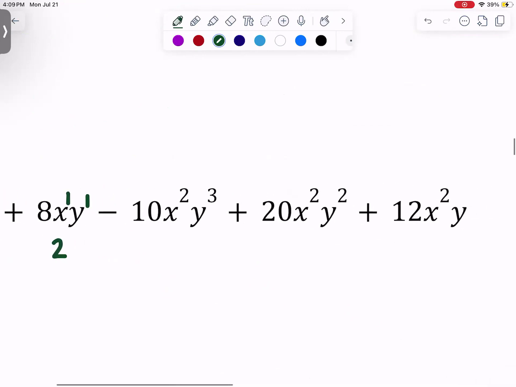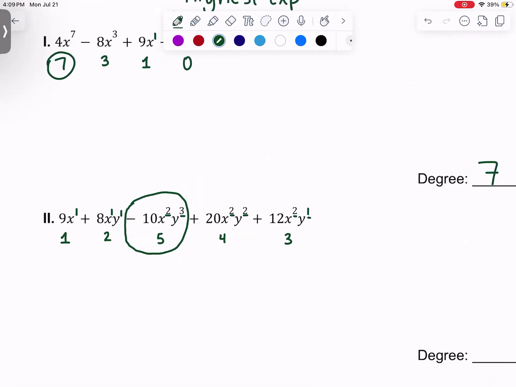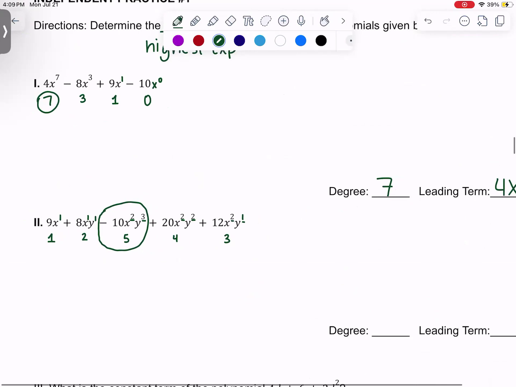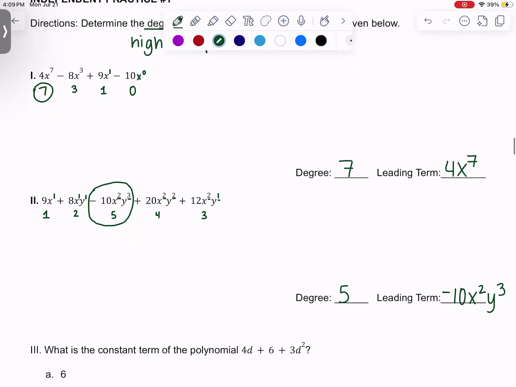The degree of the second term, -10x squared y cubed, 2 plus 3 would be 5. Then the next one, 4. And the last one, 2 plus 1 would be 3. The overall degree is 5, and it's part of this negative monomial. So the degree is 5, and the leading term is -10x squared y cubed, or y to the 3rd power.